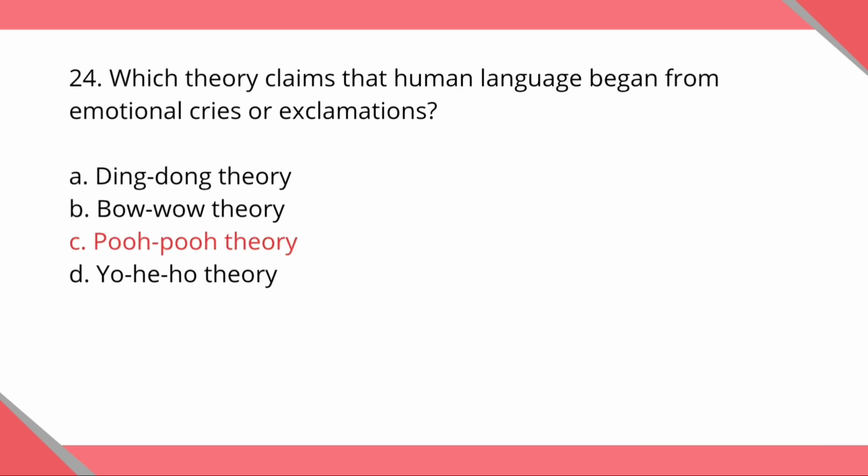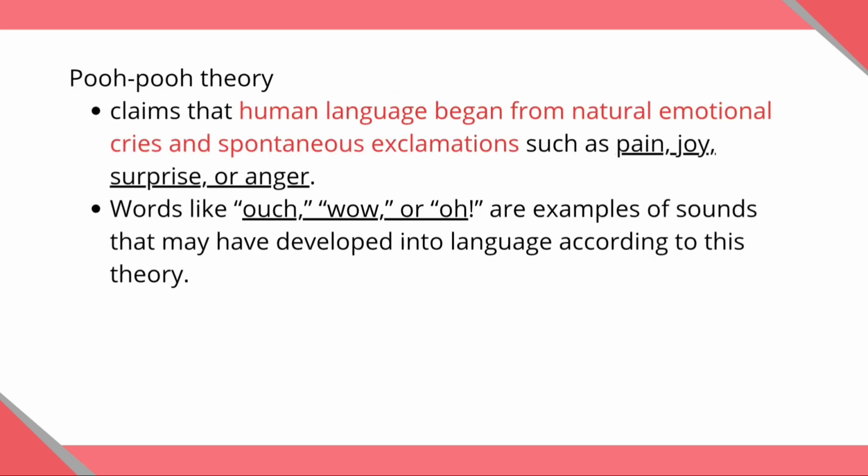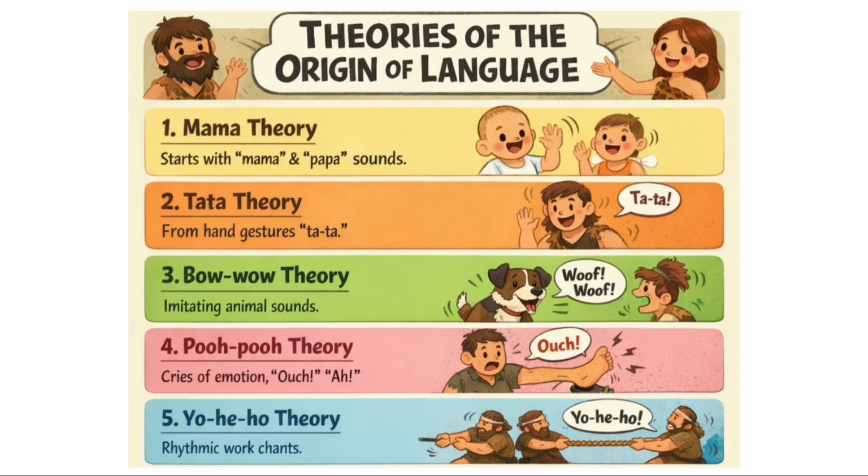The correct answer is letter C. Poo Poo theory claims that human language began from natural emotional cries and spontaneous exclamations such as pain, joy, surprise, or anger. Words like ouch, wow, or oh are examples of sounds that may have developed into language according to this theory. Theories of the origin of language.